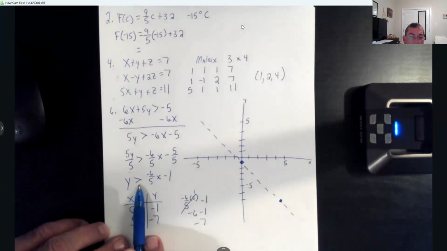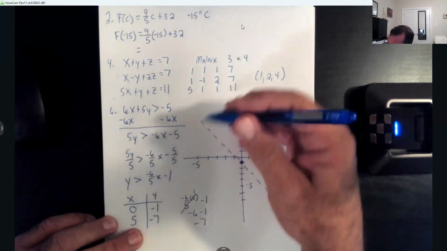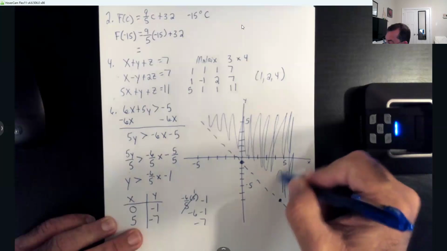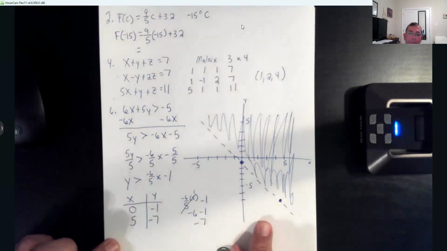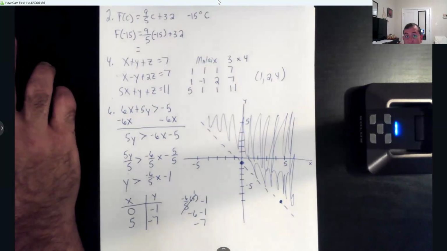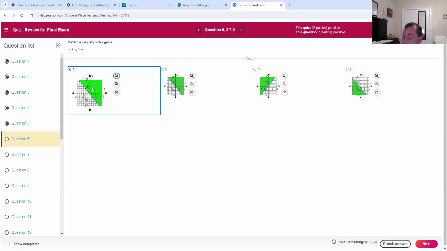And then it's greater than, so that's going to shade above the line. So all this up here will be shaded. And y'all think that's the one we sort of picked out on our answers here. We said A, right? So look at that. A is dashed and shaded above.